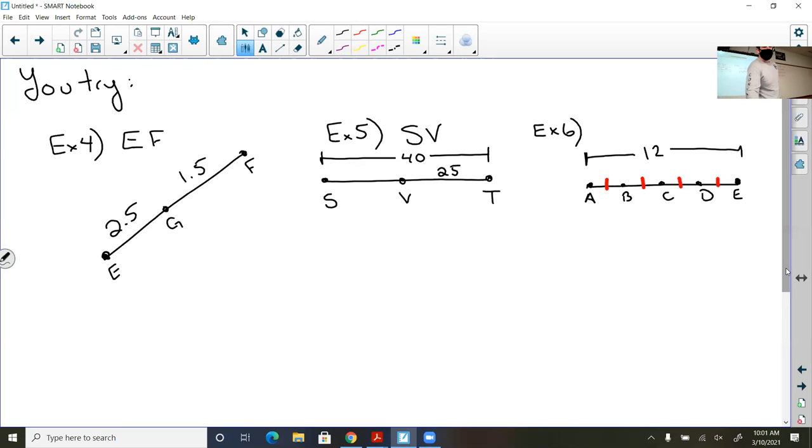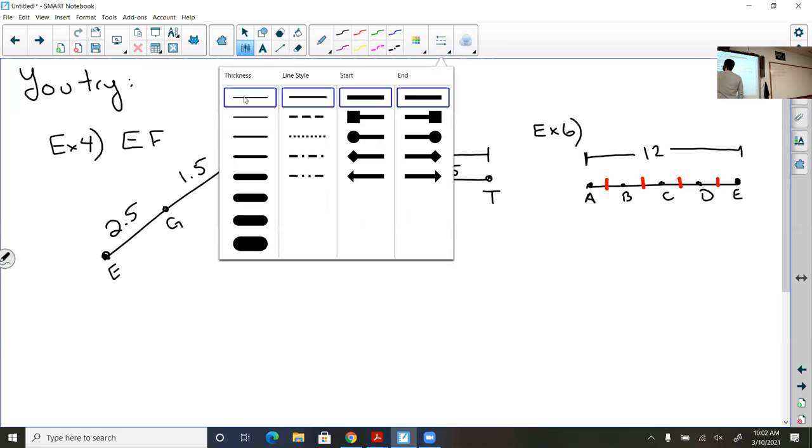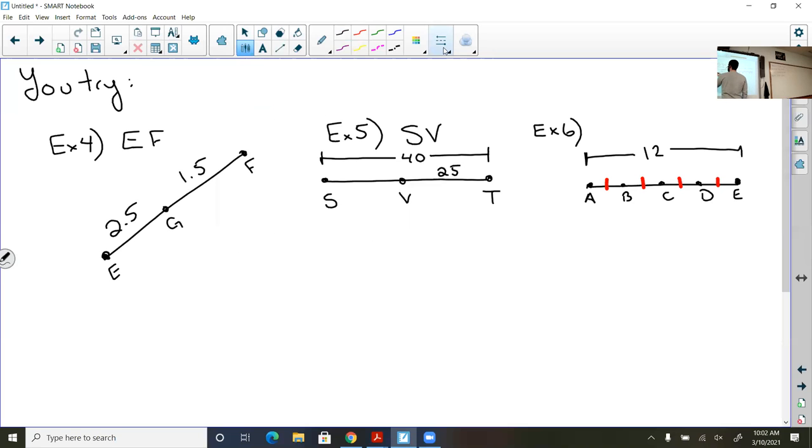All right, so for these 3 problems, example 4, you're finding EF. I just put it as slant just so you can see something different than a horizontal line. Example 5, you're finding SV. Smart board tends to default whenever you switch to a different color. And then the last one, that is B. All right, so go ahead, try these 3. I'll help those that are in person in case they need any help, and give you a few moments, and then we'll go over.